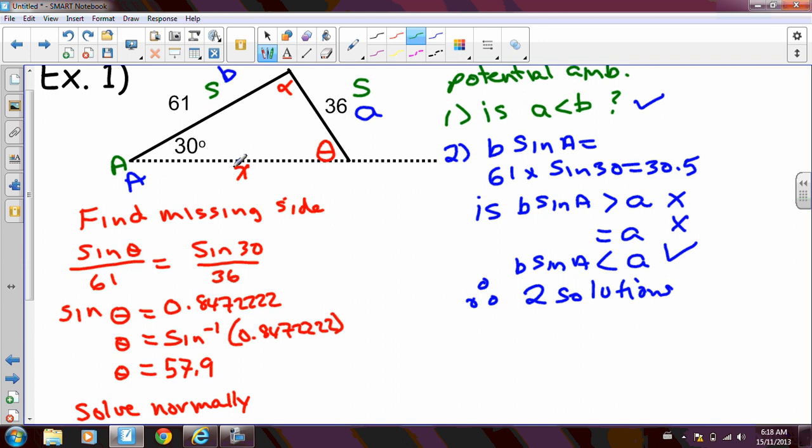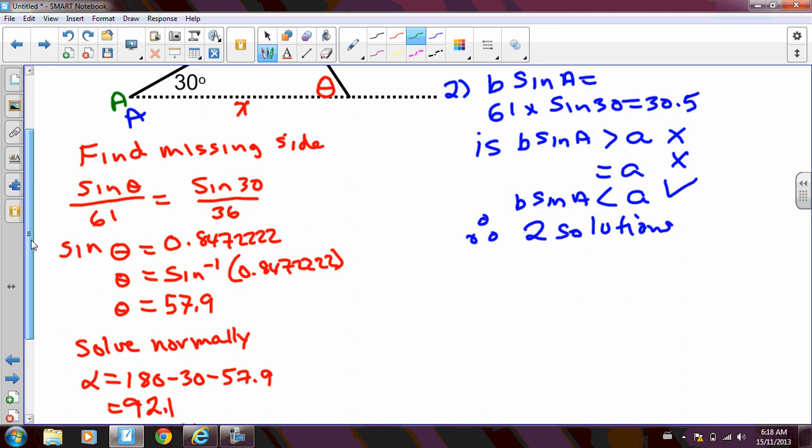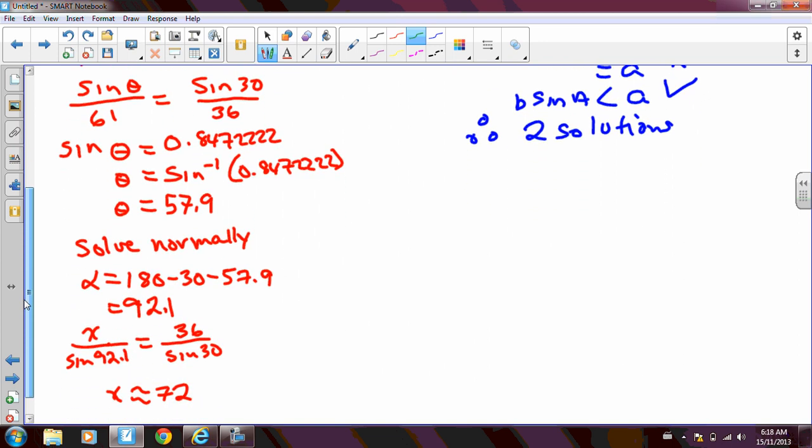We can't yet find the missing side, so we established that we're looking for the angle theta here. Sine of theta over 61 is the same as sine of 30 over 36. Go about solving it. Theta is that. Solve it normally from there.